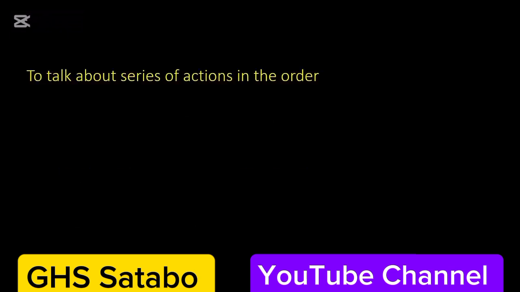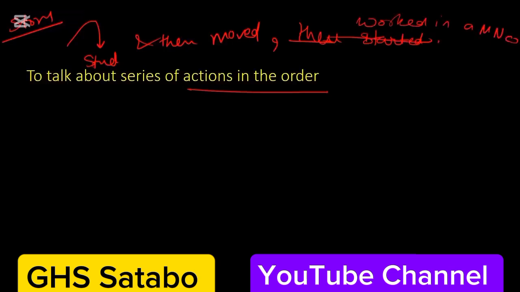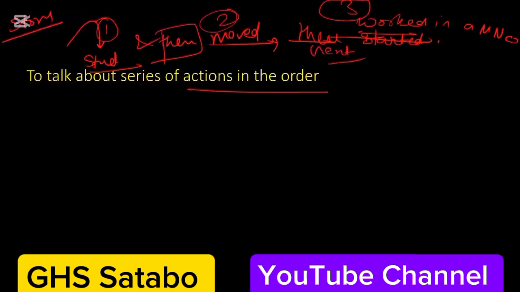Past tense is also used to talk about a series of actions in order. For example, a friend of yours asks you to tell a story of your childhood days. So you can say, I studied in this school and then I moved to Bangalore. There I started working, or there I worked in an MNC. So now if you see here, studied is action 1, moved action 2, worked was your action 3. In between you have used then or next words.